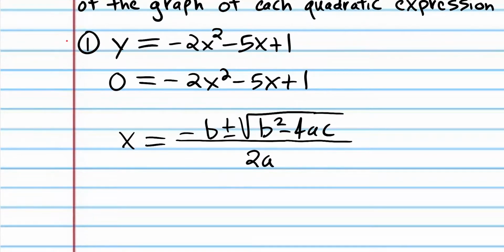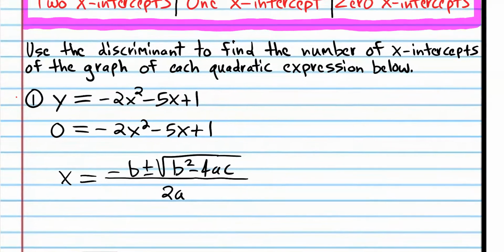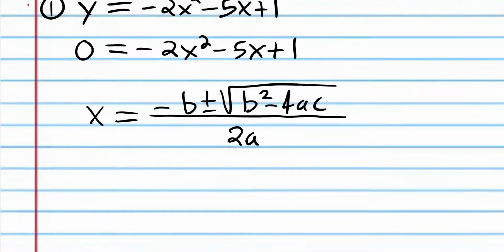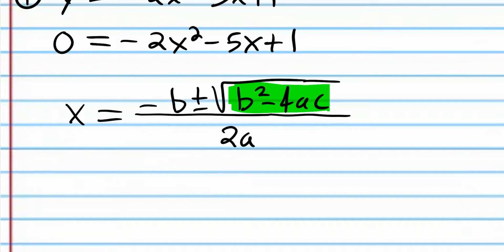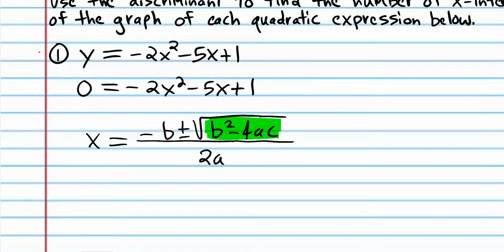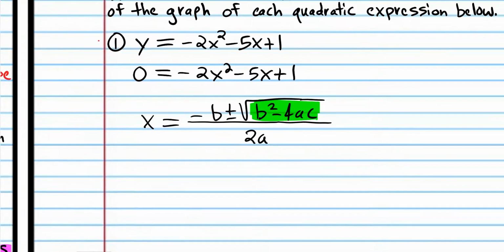Now that's if we're going to actually try to find the x-intercepts, but that's the thing. We're not trying to find x-intercepts. We're just using the discriminant to find the number of x-intercepts of the graph. So the discriminant, this part in the root, tells us how many solutions there would be to this equation in yellow. And if there are 0 solutions, that means there's 0 x-intercepts. If there's 1 solution, that means there's 1 x-intercept, and so on and so forth.